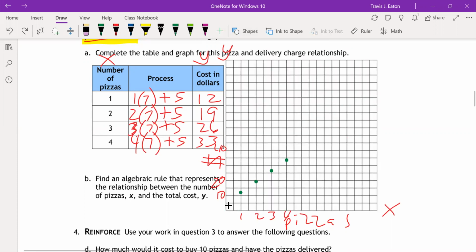Only this time, I'm going to start at my 5 here. And now can I connect all my dots through that? Can I draw a straight line through all my dots? Yes, I can. So I want you to pay real close attention to this spot right here where it crosses the y-axis. So that says that 0 pizzas, 0 pizzas.